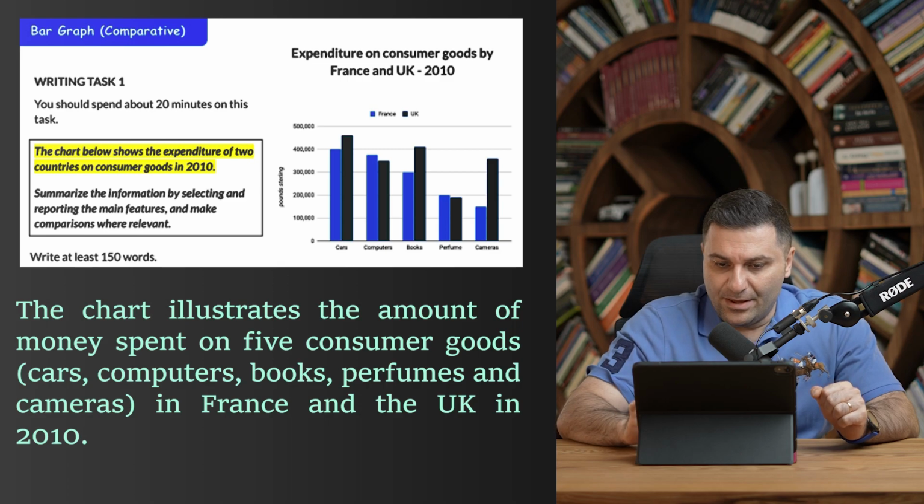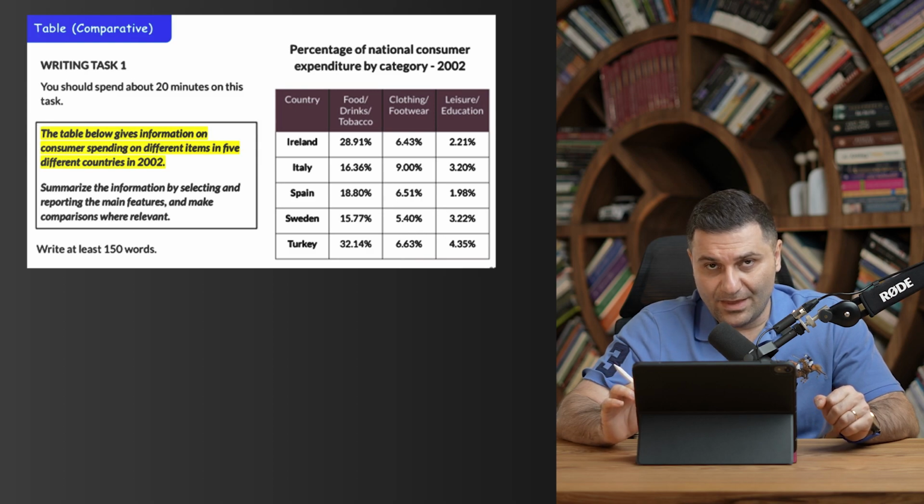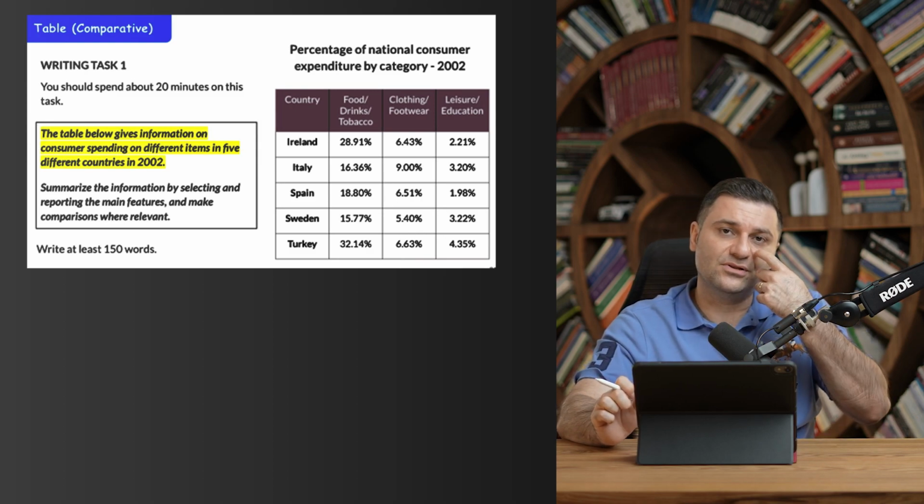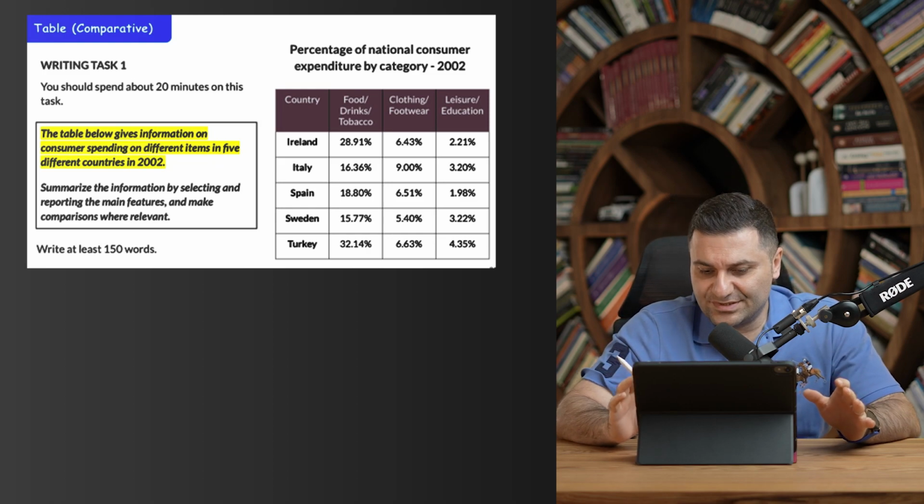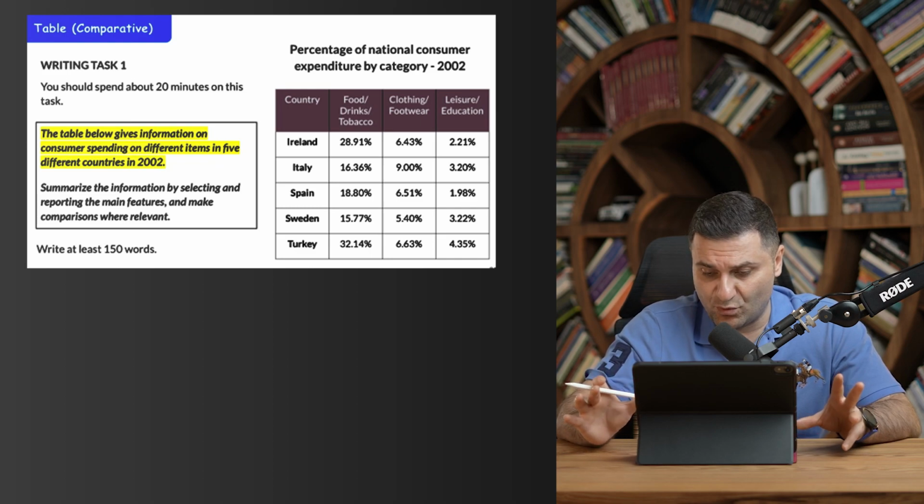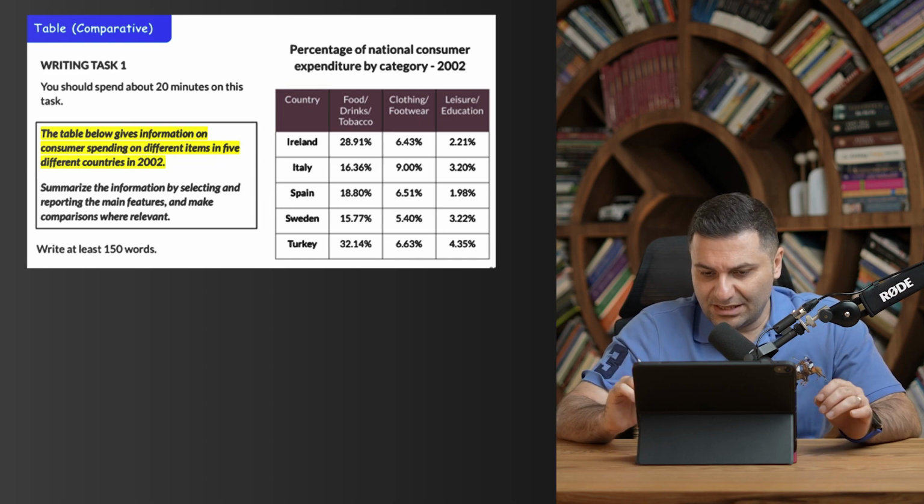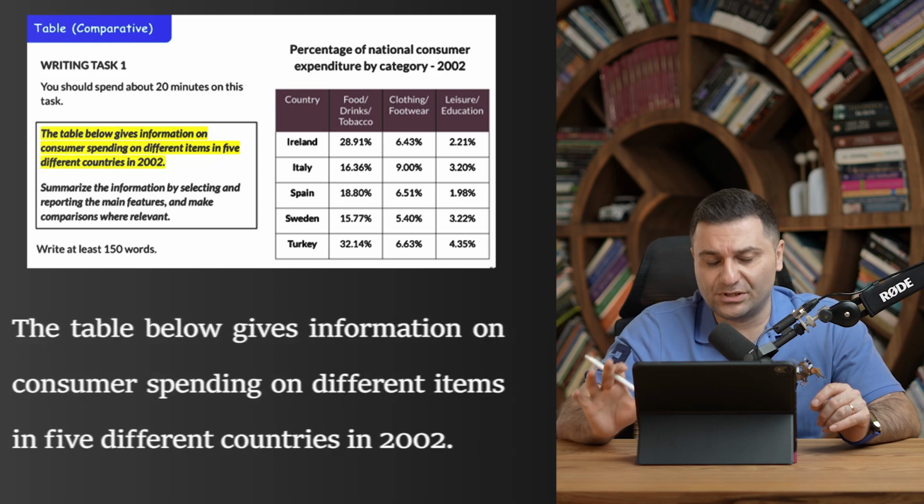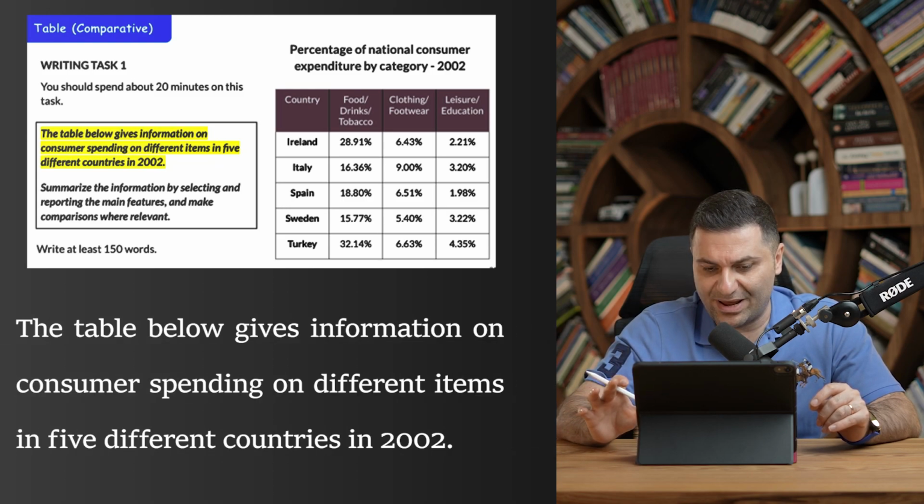All right. Now let's take a look at another example, a table. As you can see on your screen, this is a sample of a table, and it compares data in 3. Again, we have consumer expenditure in 3 areas. For example, food, drinks, tobacco, clothing, footwear, and leisure and education. And we have 5 countries, right? Let's read the question. The table below gives information on consumer spending on different items in 5 different countries in 2002.